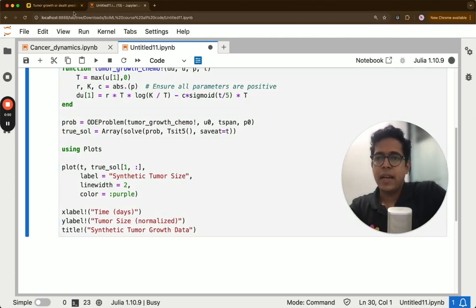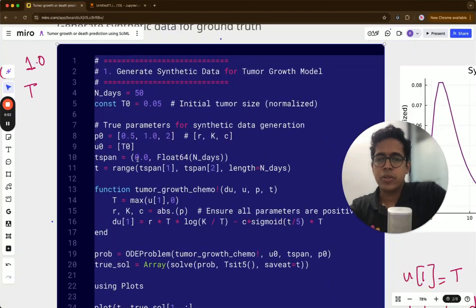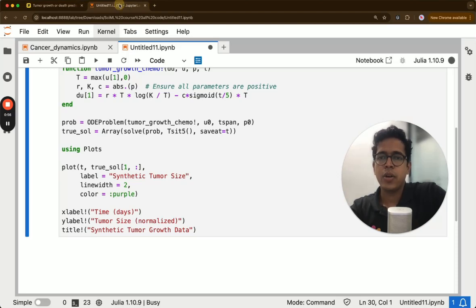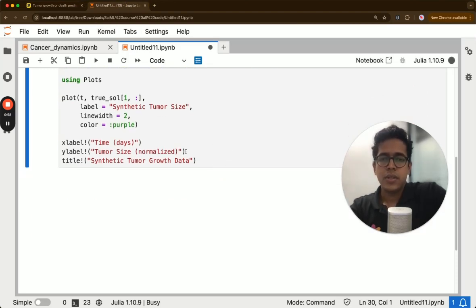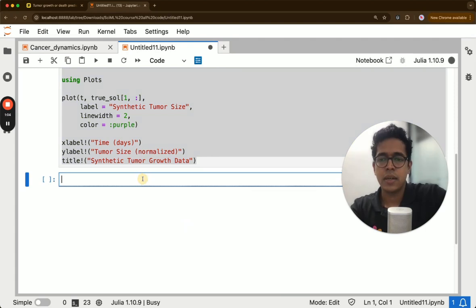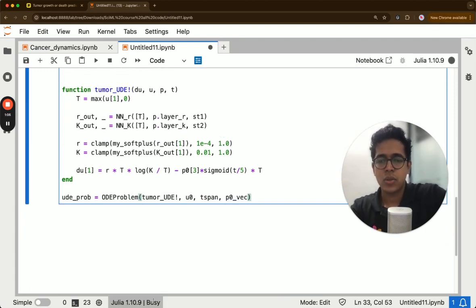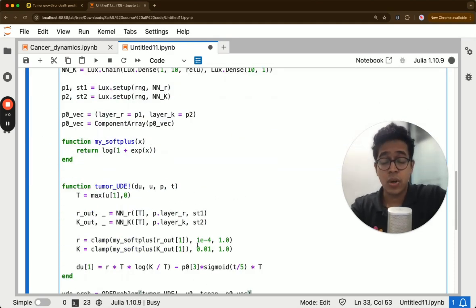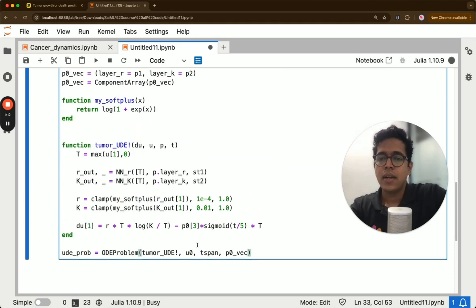And meanwhile, while this is running, I'm also going to copy the next block of code for the UDE model for tumor growth. So this usually gets executed very fast. It's because I'm connecting this Jupyter Notebook for the first time to its kernel. So that's the reason why it's showing busy for some time now, 2-3 seconds. Usually it should not take more than 2 seconds.